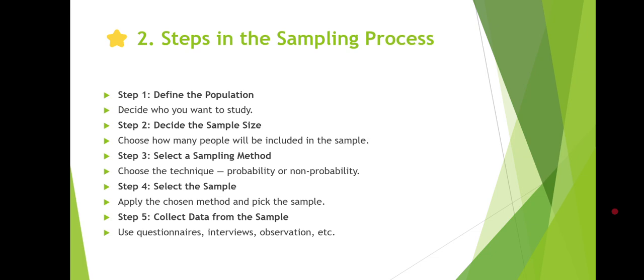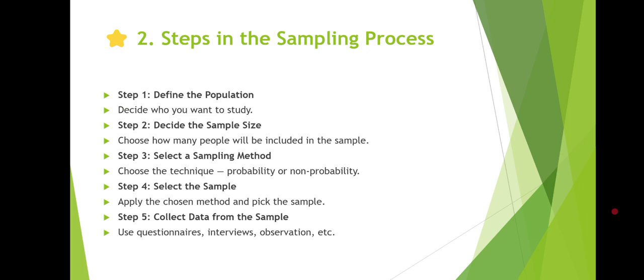Second step, we have decide the sample size. So next we decide how many people we will select, and this number depends on time, money and accuracy. For example, we will select 100 students. And third step, we have choose a sampling method. Now we will choose how we will select the sample. Will it be random? Will it be based on convenience? This decision tells us which sampling method to use.